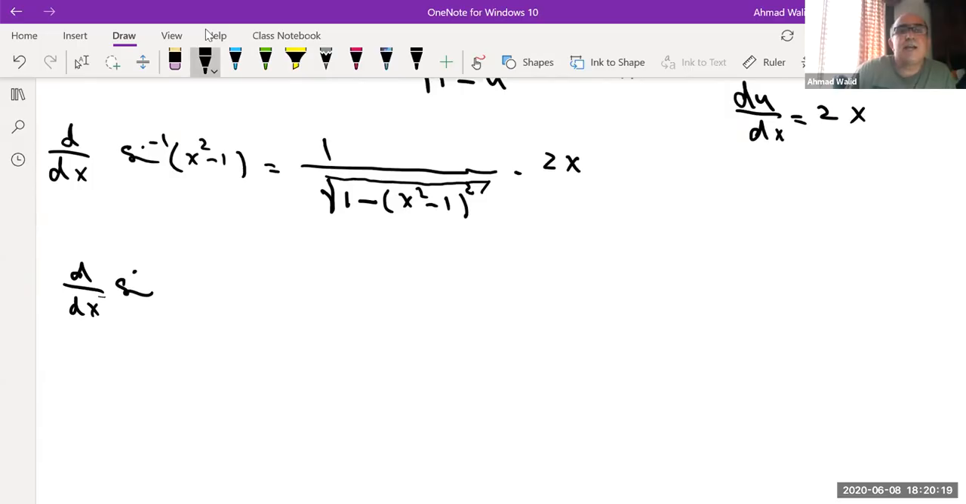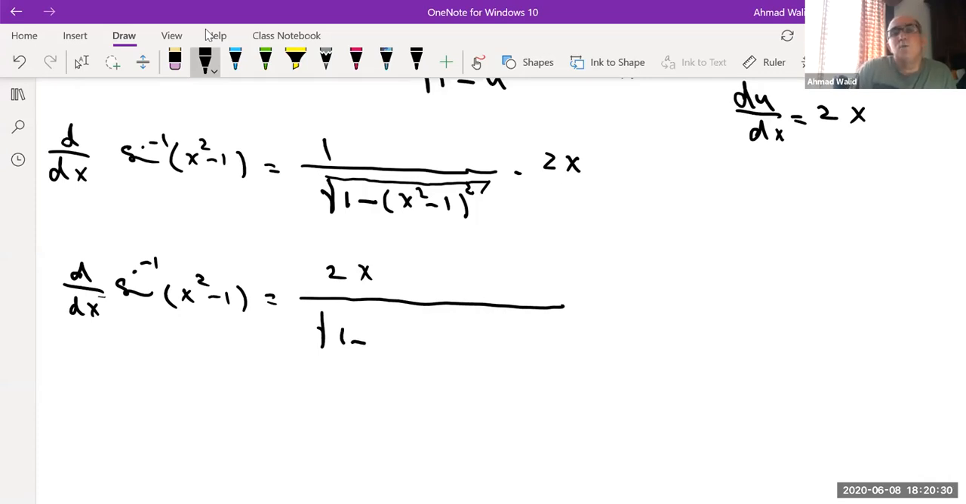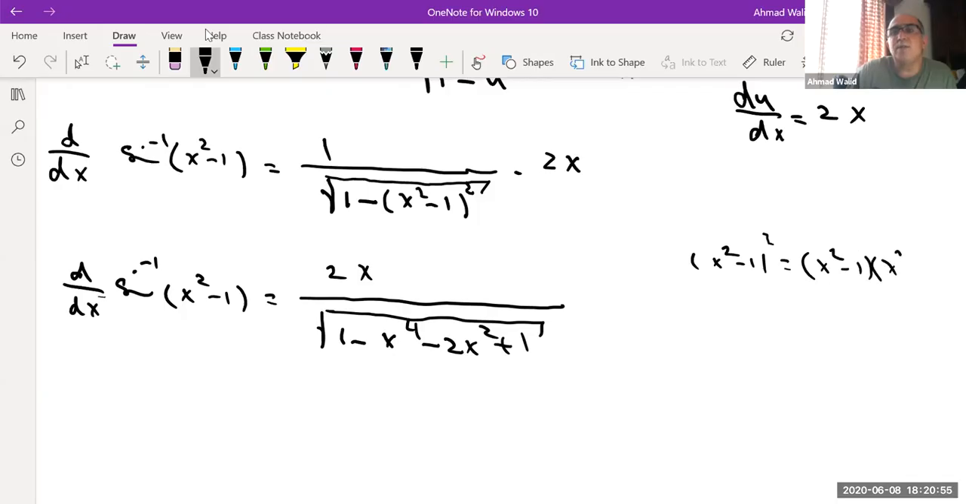d/dx of sine inverse of (x squared minus 1) equals 2x over the square root of 1 minus. What is (x squared minus 1) all squared? It gives you x to the power of 4 minus 2x squared plus 1. Please don't ask me why, because if you FOIL x squared minus 1 times x squared minus 1, and simplify, you will end up with this.